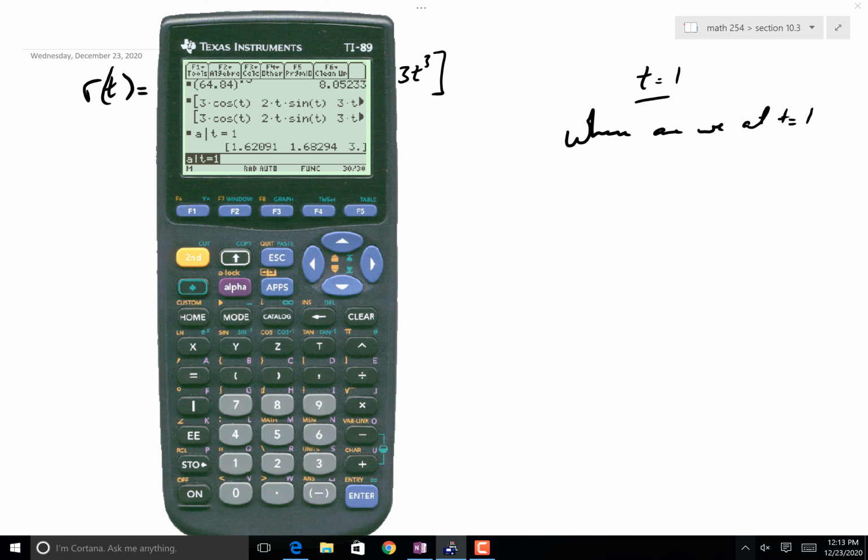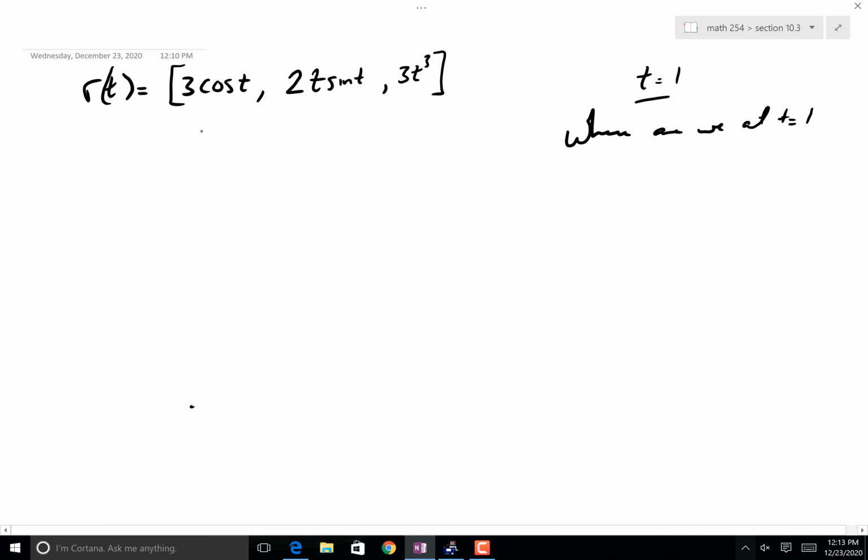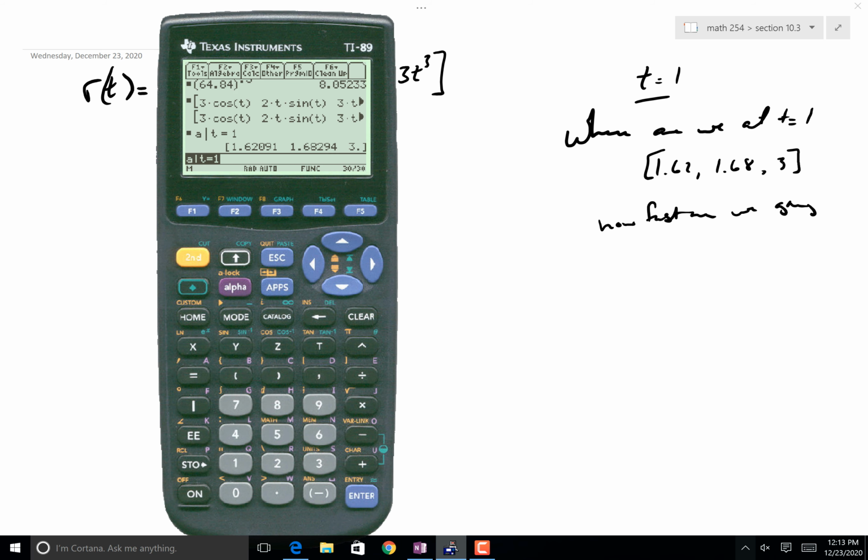So we are, again, make sure you're in radians, 1.62, 1.68. Well, 1.62. That's where we are located. Cool. Okay, how fast are we going? And what I mean by that, of course, is what is my speed? Or what is the magnitude of my velocity?